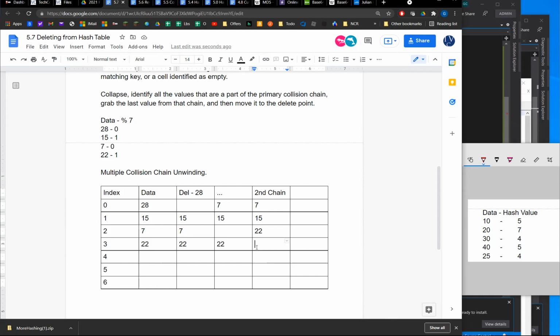How are we doing with the concept of what a collision chain is? All right, let's go ahead and take another 5-minute break and we'll continue on.